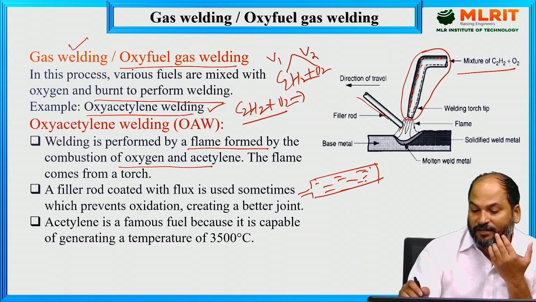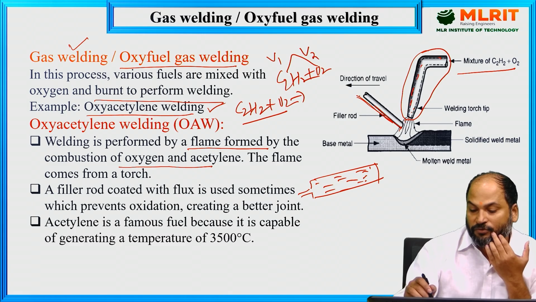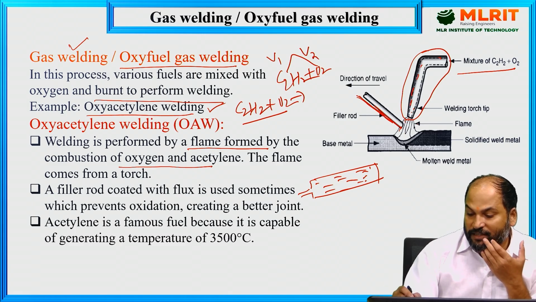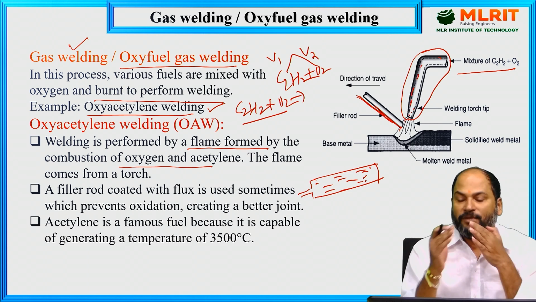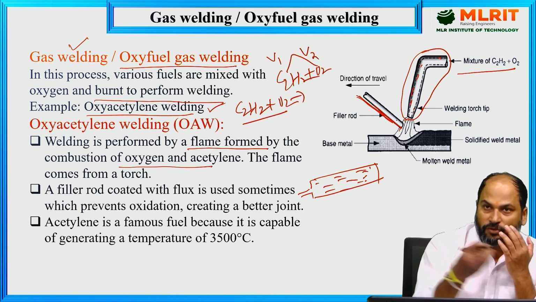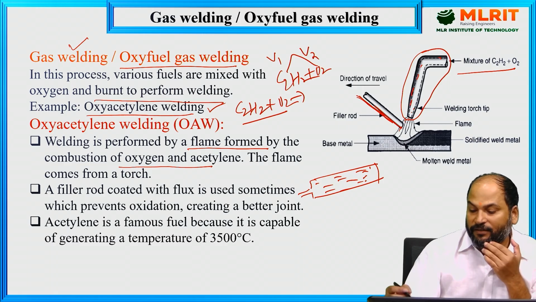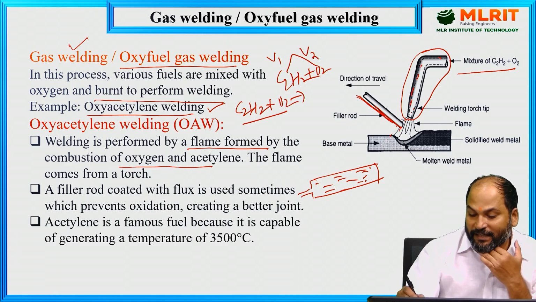Externally, this filler rod is being used. So this will be deposited over there. This is our welding torch and this is the tip of the torch. Generally, a nozzle will be there at the tip. So through that nozzle, this flame or the combustion mixture will come out and it will burn, and in this area heat will be generated.